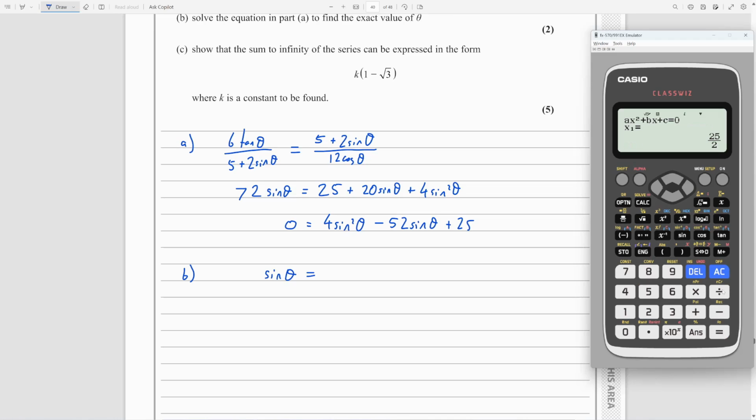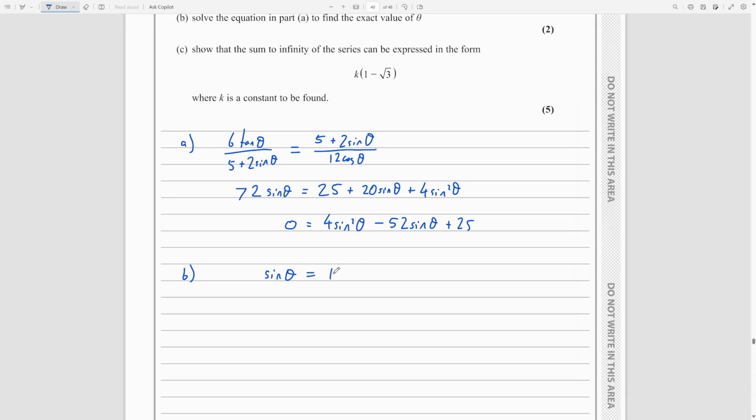And our solutions are 12.5 or a half. So write them both down, 12.5 or half. Now, clearly it's not that. So I'll just say sine theta is not 12.5. It can't be bigger than 1. So we have sine theta equals half.